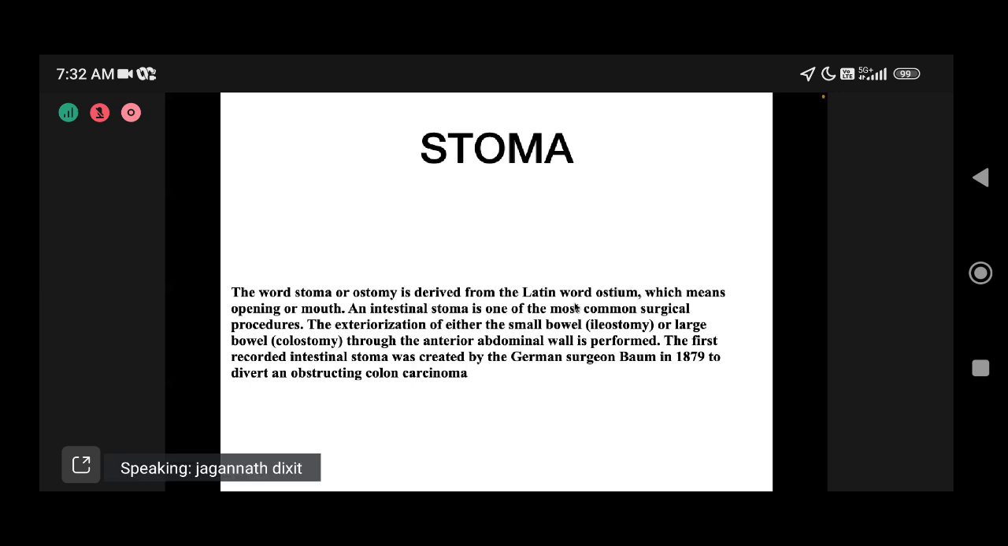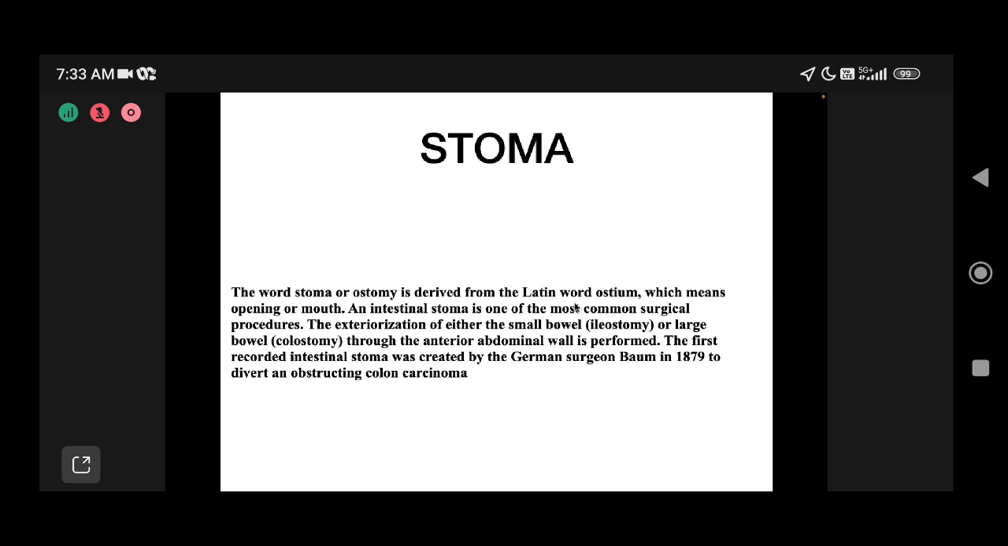So the intestinal stoma is one of the most common surgical procedures, and normally we need to make an opening on the surface of the abdominal wall. That is called exteriorization of the bowel. If the small bowel is brought out, it is called an ileostomy. If the large bowel is brought out, it is called a colostomy.